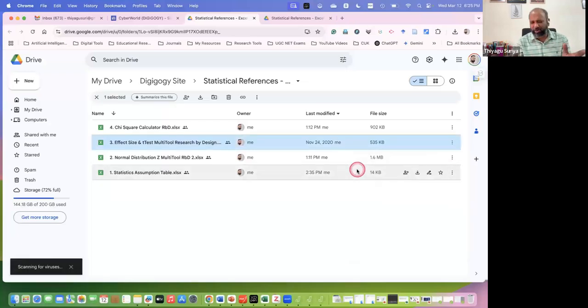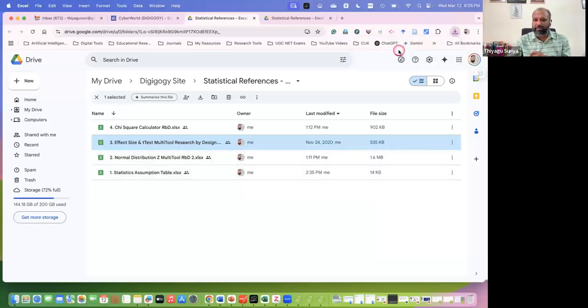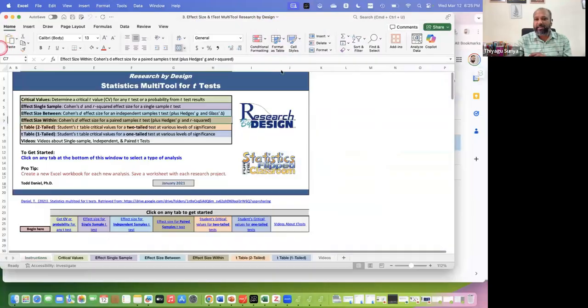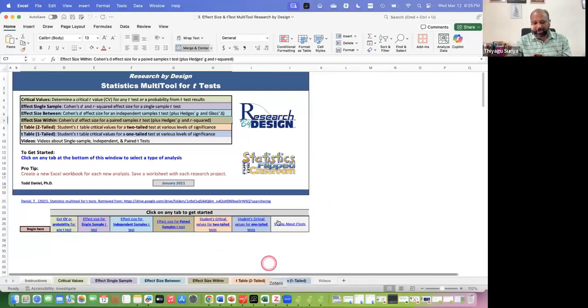This is developed by one person, and it is totally in Excel. Even if you are not good at Jamovi or JASP and SPSS, if you have the basic input, you can import the input directly from the site. This is one Excel calculation; everything is available. You just give the data and it gives you the response. Now you can see this interface. Are you able to download the third one? The third one, effect size and t-test multi-tools.